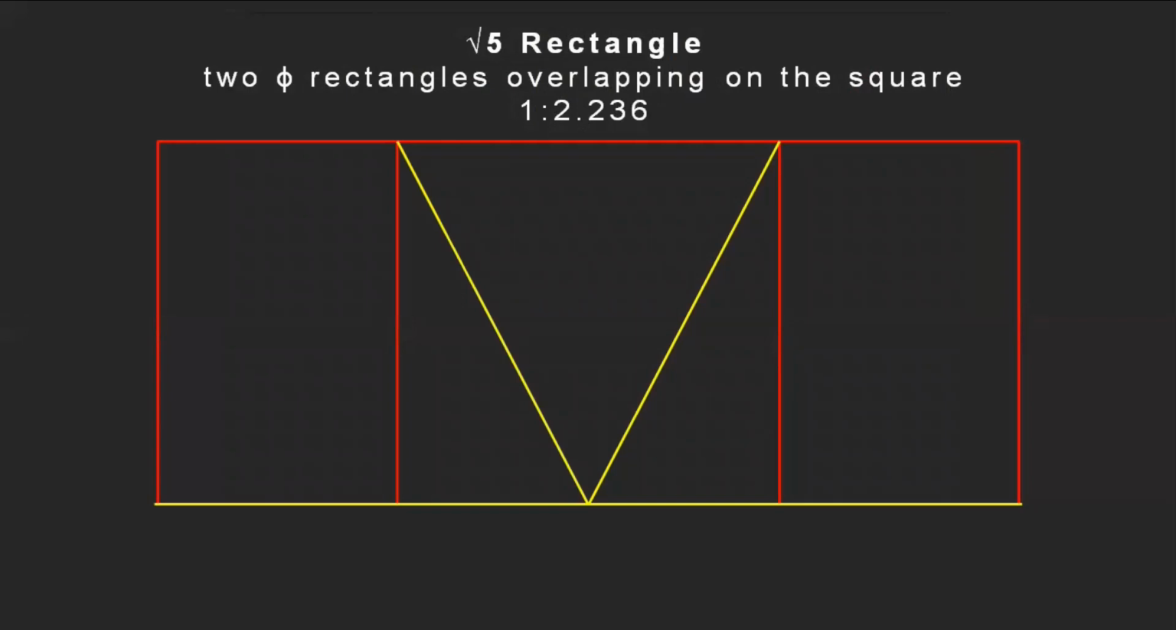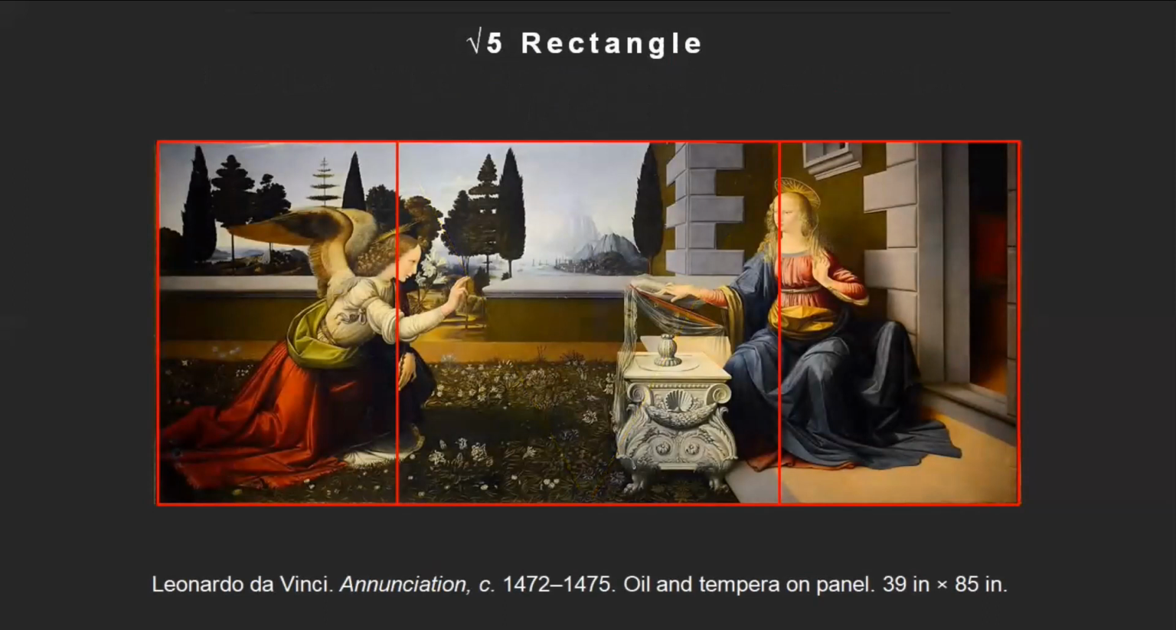This proportion of the root 5 rectangle is 1 to 2.236. It's called the root 5 rectangle because the square root of 5 is 2.236. This is a rectangle that makes use of the golden mean, but isn't itself a golden mean rectangle. And people like Leonardo da Vinci like to use it. Here's his painting, The Annunciation, from 1472.